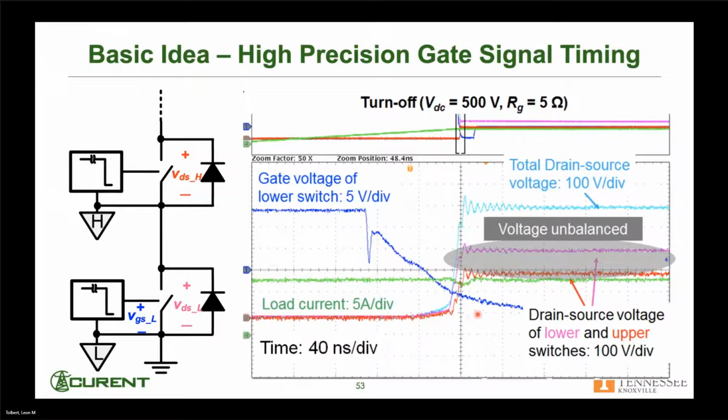What this is showing here is that these two devices, the lower device and the upper device, as they turn off, actually don't turn off at the exact same instant. You can see one of them turns off more quickly than the second one. And the one that turns off more quickly ends up at a higher voltage. It's blocking more voltage because it turned off faster than the second one. And that's not what we want.